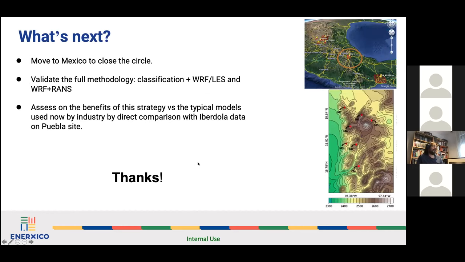And of course, at the end, we want to move to Mexico and to validate the full methodology using the classification of CMAT, our coupling with WRF-LES and WRF-RANS, and do the assessment using the Iberdrola data. Okay, so thank you. And of course, if there are questions.